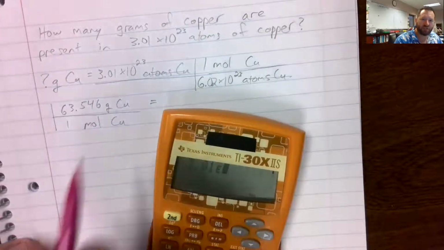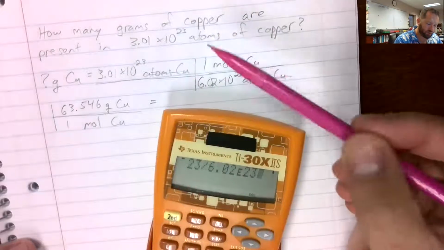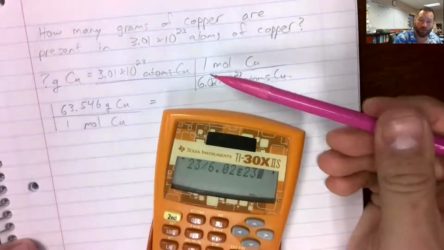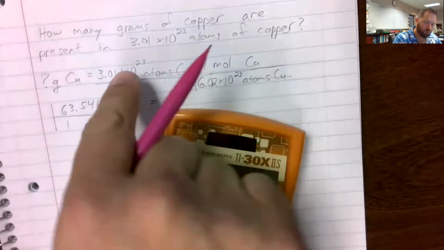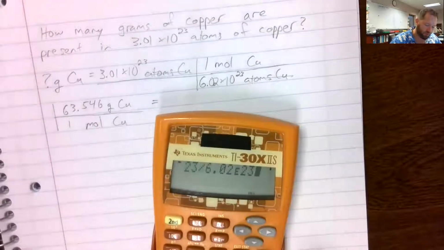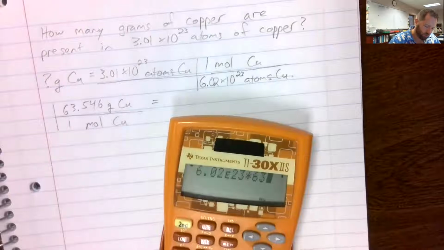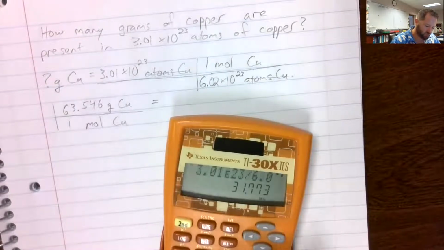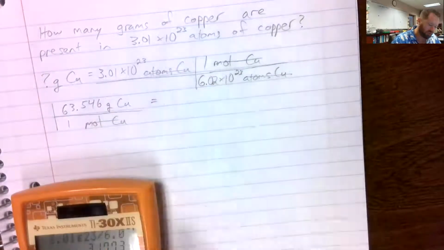All right, so practice entering this in your calculator again. We've got 3.01 E 23 divided by 6.02 E 23. And we don't have to worry about that 1. If you really want to, you can plug that times 1 in there. It is on the top, but it's the identity property, right? You don't have to worry about it so much. So 3.01 times 10 to the 23rd divided by 6.02 times 10 to the 23rd, times, come back down here, the number on the top, 63.546. And there we go. The moles of copper has canceled out.